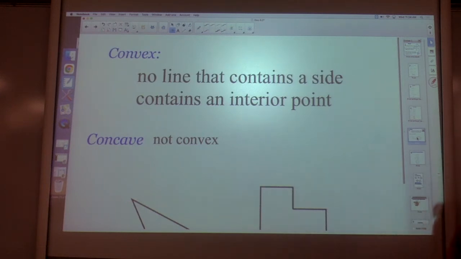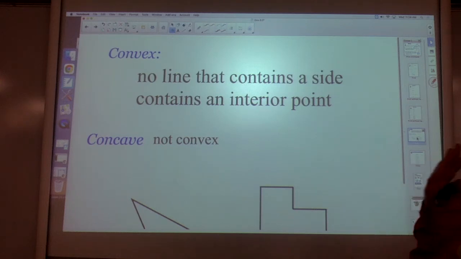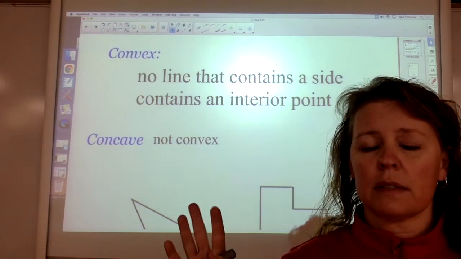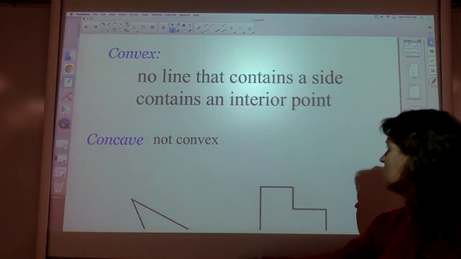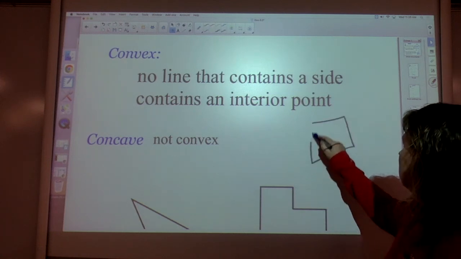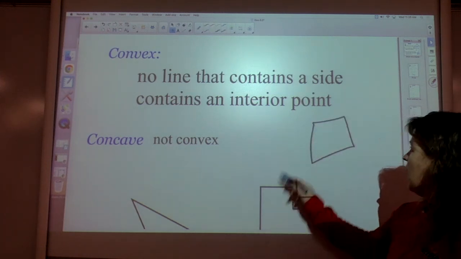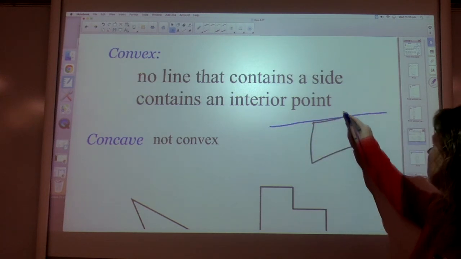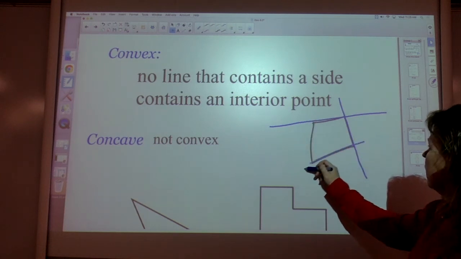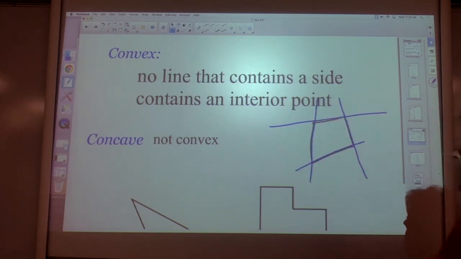More vocabulary. Convex. If you have a convex polygon, no line that contains a side contains an interior point. Again, way too complicated. Write it down because it's a description and it's vocabulary. But what does that really mean? It means if you have any polygon and you draw a line through that side, it will never go inside the polygon. So basically you can outline it. It would never go through the polygon.